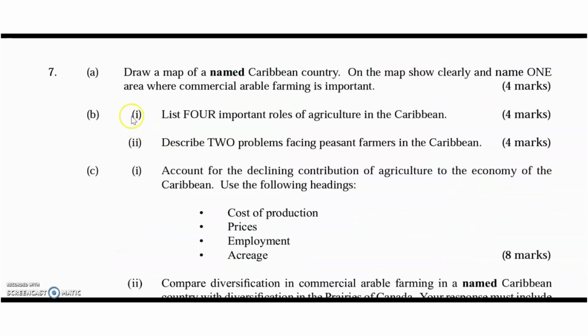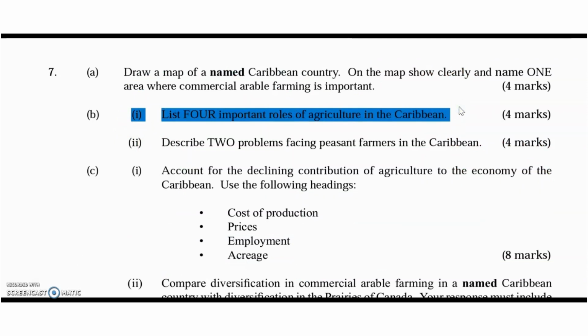Now we can also see other repeats there. For example, 7b, we have to list 4 important roles of agriculture. Now this was mentioned already in a previous past paper, however, let's go through it quickly. Number 1, agriculture is responsible for the provision of food for the nation. Agriculture adds to the GDP of the economy of the island, in the Caribbean. Generally speaking, agriculture is a form of livelihood. Agriculture adds recognition to the country as well.